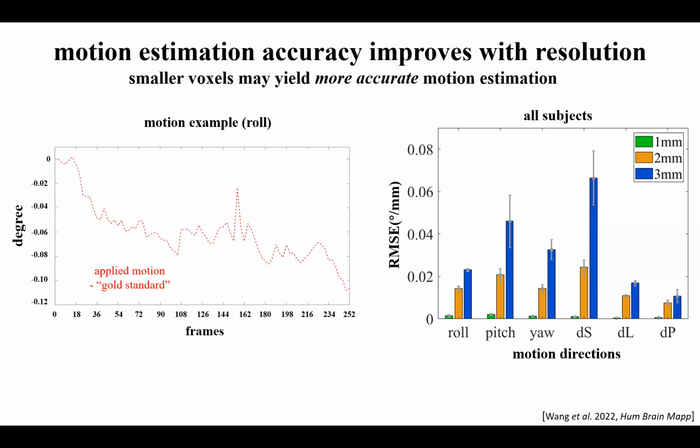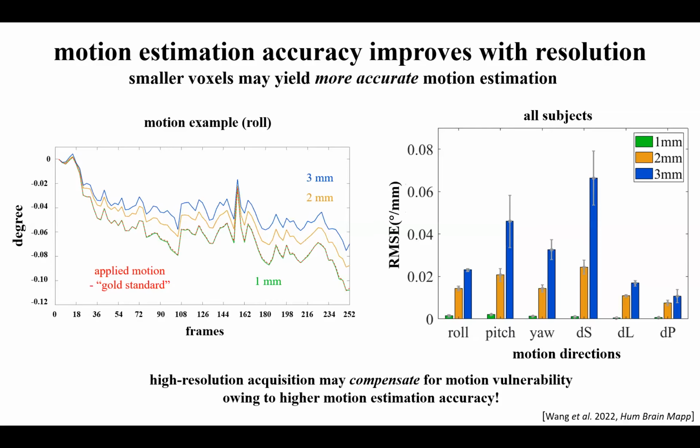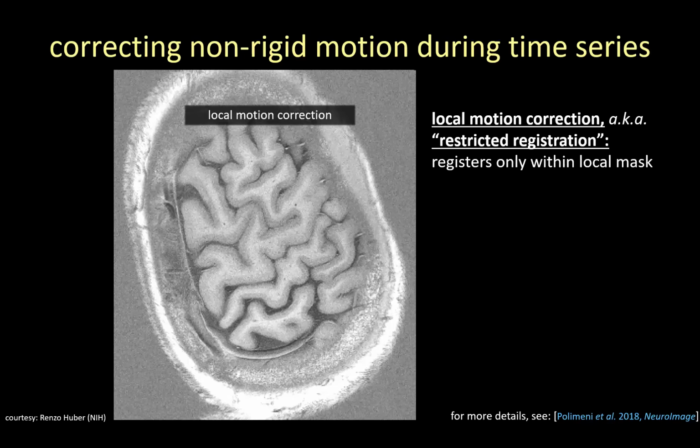And just to test this out, we applied some kind of motion taken from a scan. We applied it to some 1 millimeter data, sort of downsampled it, applied it to 3 millimeter data. We saw that the motion estimation was not that great. We applied it to 2 millimeter data. Actually, the accuracy got better. We applied it to the 1 millimeter data, and the accuracy of the motion estimation improved quite a lot. Again, here we know what the motion is. We applied it. We can confirm that these higher resolution data may actually compensate for this motion variability, owing to, again, this high motion estimation accuracy. So I think this is some piece of good news.